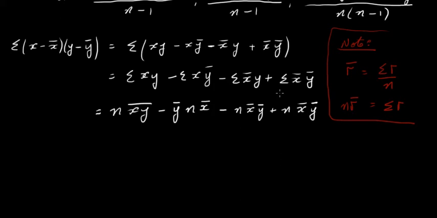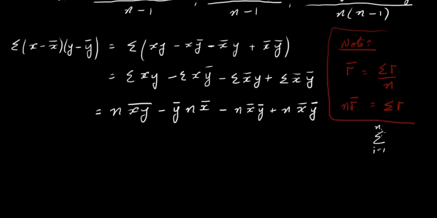Because remember, the sum here goes from 1 to n. Our sum here is going from, if you like, i equals 1 up to some value n. So there are n of these constants, so the sum of all of these is just going to be n times the constant.